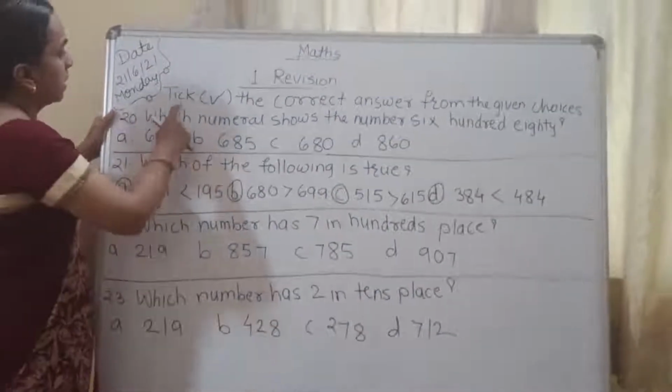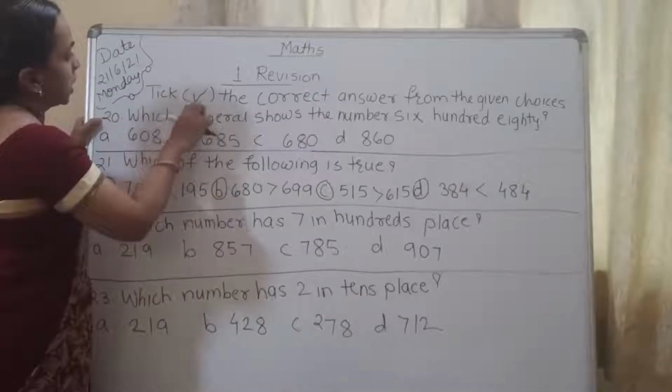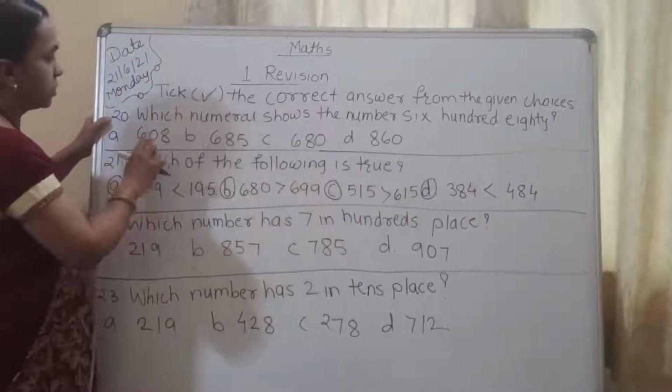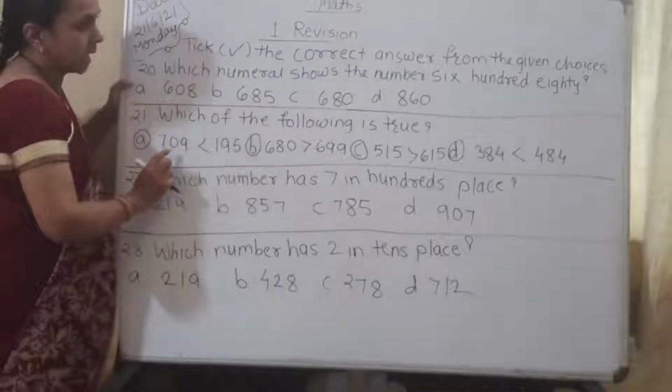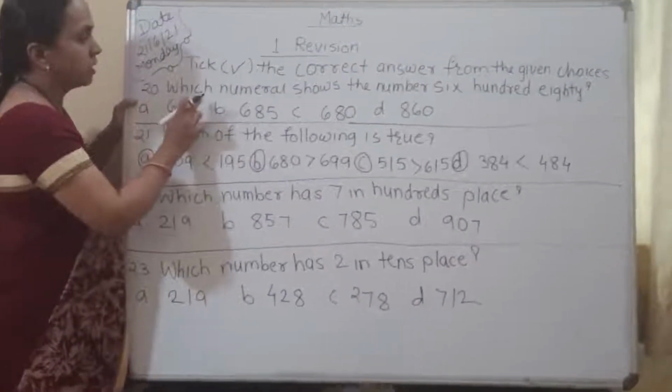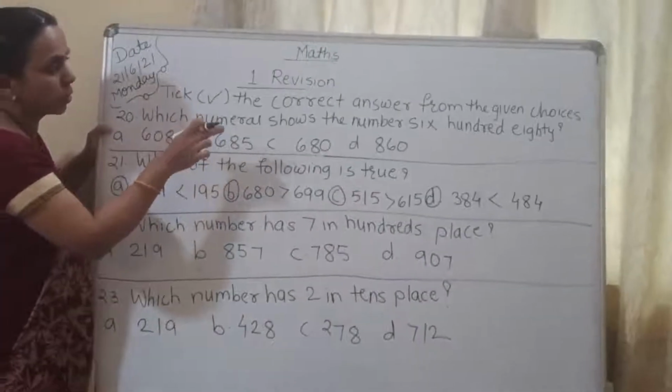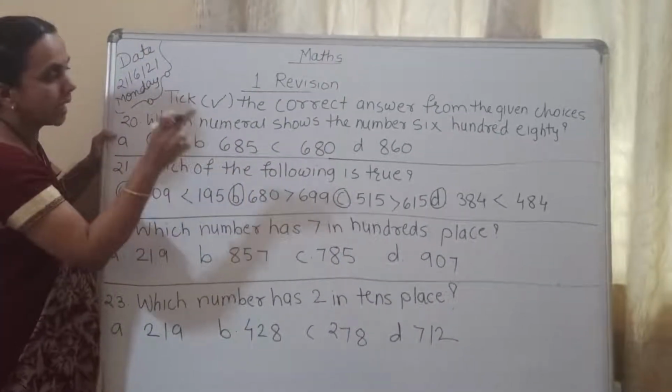Now see 20th question. Tick the correct answer from the given choices. Options are given here. You have to just pick the correct answer. 20th question. Which numeral shows the number 680?